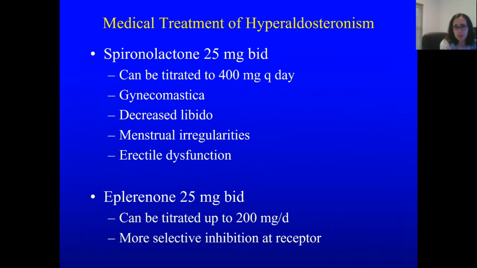Eplerenone is a little bit more specific. It can be titrated up to 200 milligrams per day. More selective inhibition at the receptor level. One might say, well, why don't you just use eplerenone for everyone? And the answer to that is it's expensive and sometimes not covered by insurance.